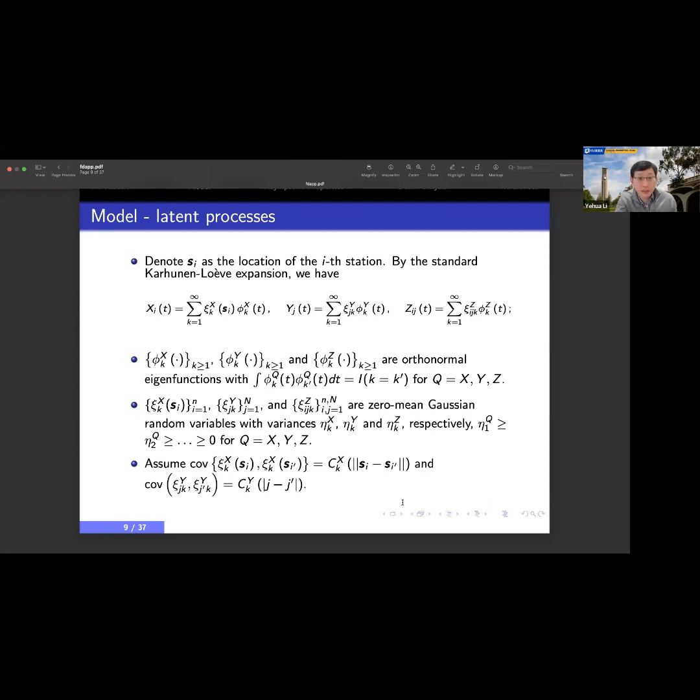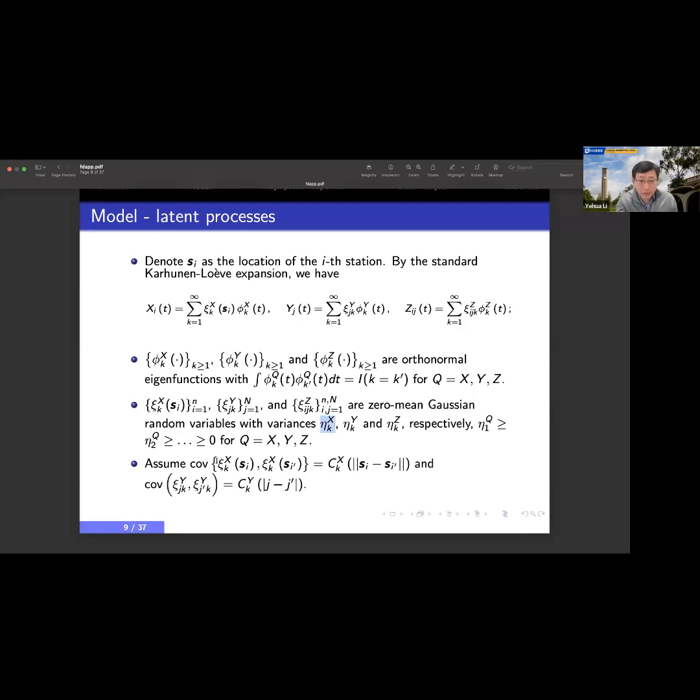So now let's continue to model these latent processes. These are temporal processes indexed by time within the day. So we're going to assume there are L2 processes, and you have the classic Karhunen-Loève expansion. These are infinite expansions. For example, X can be written as an infinite expansion of these principal component scores multiplied by the eigenfunctions. Y and Z have similar decompositions. The three sets of eigenfunctions are orthogonal within their own group. The three processes X, Y, and Z are independent across the groups. The principal components for X are zero mean Gaussian random variables with variance eta xk.